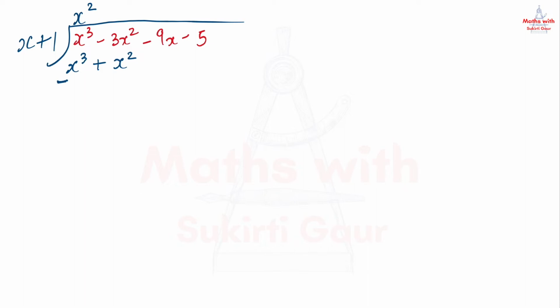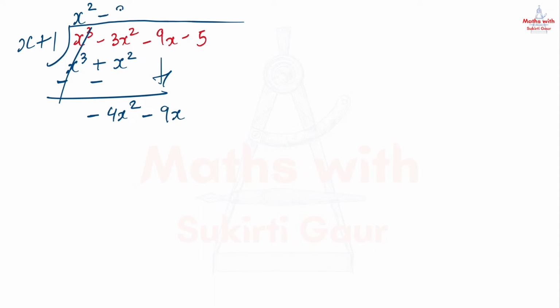Now this plus becomes minus and plus becomes minus here. This will get cancelled out, and here it will be minus 4x square, because minus is plus, and minus 3x square minus 1x square will give us minus 4x square. Now minus 9x will get down here.